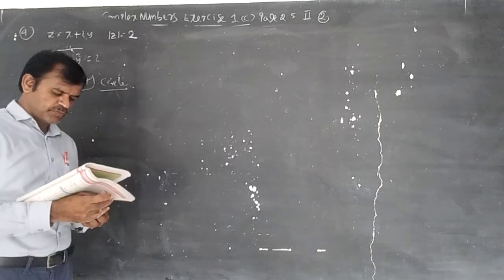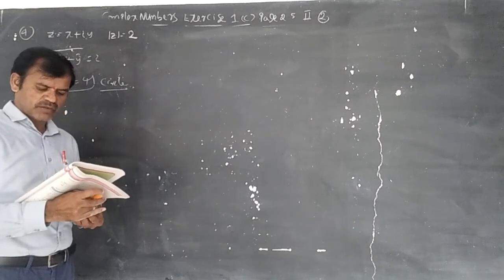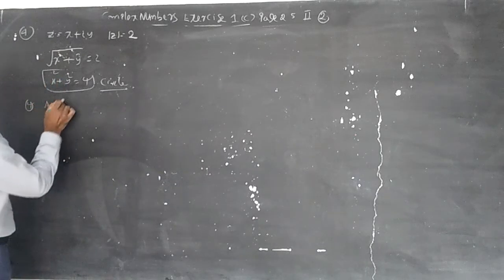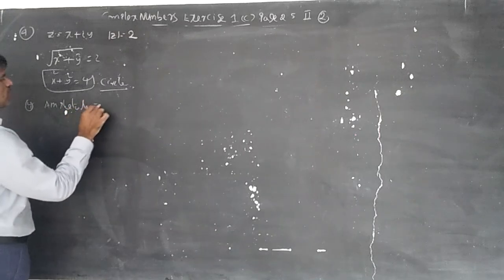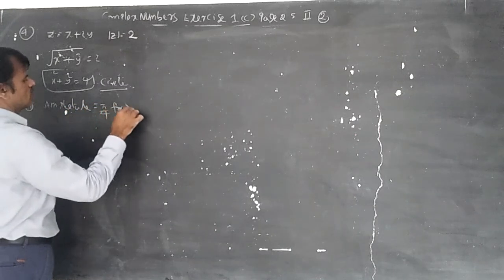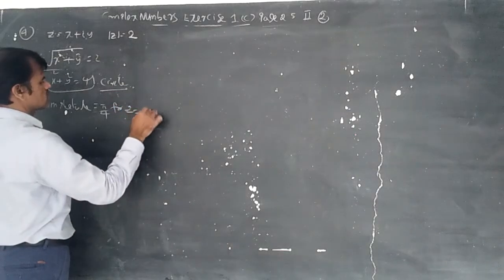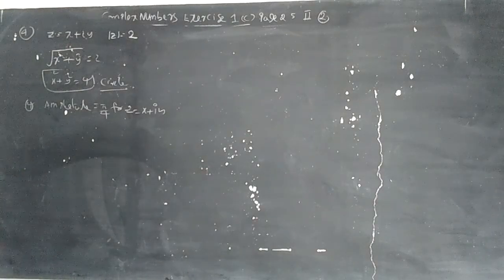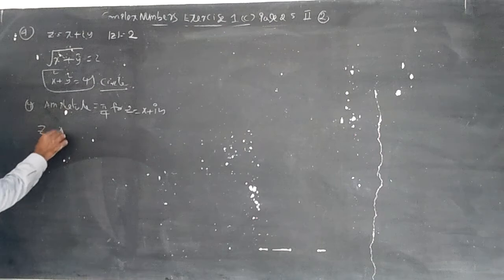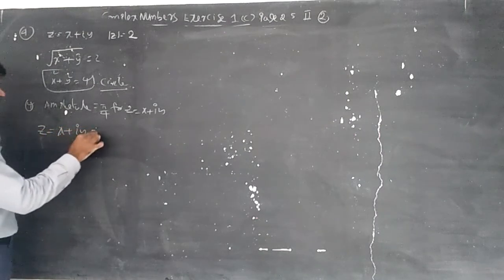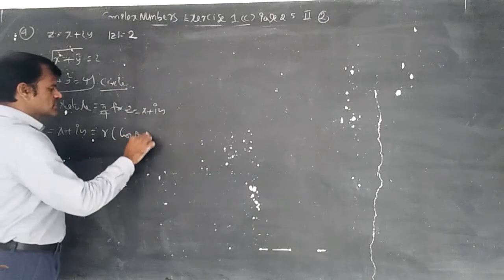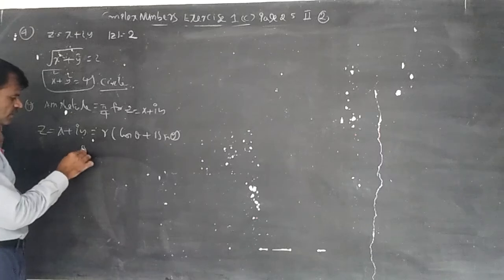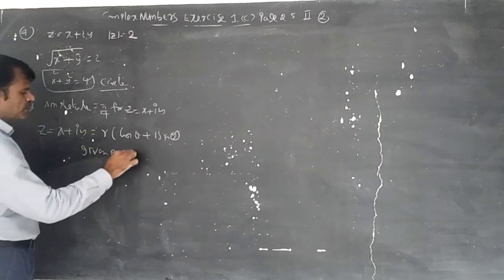Now, fourth question. If the point P represents a complex number z in the Argand plane, and the amplitude is pi by 4, determine the locus of z. This is an easy question. Amplitude equal to pi by 4. For z equal to a complex number x plus iy, it can be written as z is equal to r into cos theta plus i sin theta, given theta is equal to pi by 4.